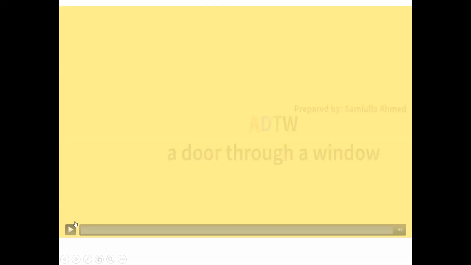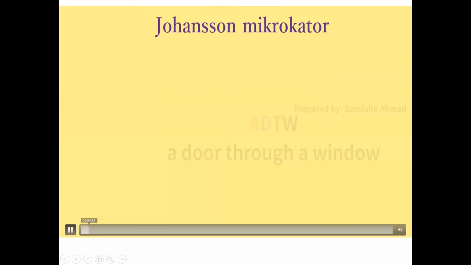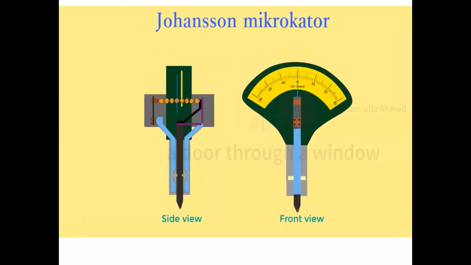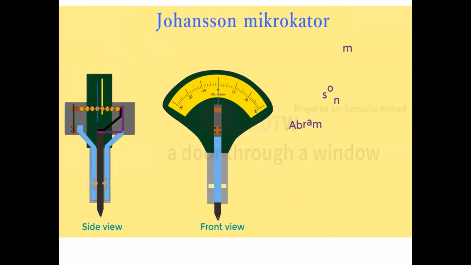Okay, you can see the video. Hello everyone. In this video, we will see how Johnson Mikrokator works. Here is the Johnson Mikrokator, a type of mechanical comparator which was developed by the Johnson Ltd company of USA. This instrument uses a principle referred to as the Abramson movement, named after H. Abramson, to obtain high mechanical magnification of the difference in length as compared to the standard.